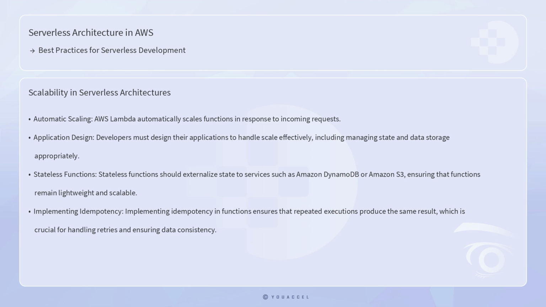Scalability is one of the inherent advantages of serverless architectures. AWS Lambda automatically scales functions in response to incoming requests. However, developers must design their applications to handle scale effectively. This includes managing state and data storage appropriately. Stateless functions should externalize state to services such as Amazon DynamoDB or Amazon S3, ensuring that functions remain lightweight and scalable. Additionally, implementing idempotency in functions ensures that repeated executions produce the same result, which is crucial for handling retries and ensuring data consistency.